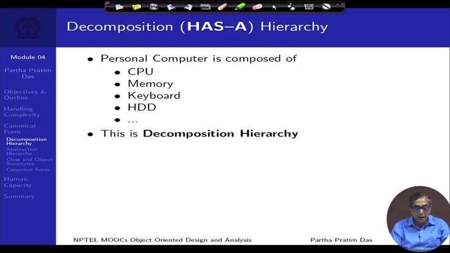Has-a, in the sense that, in simple English, I can say that a personal computer has a CPU, a personal computer has a memory, a CPU has an ALU. So, has-a hierarchy is a short term form of decomposition hierarchies.